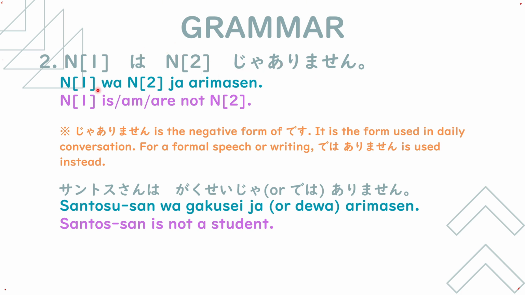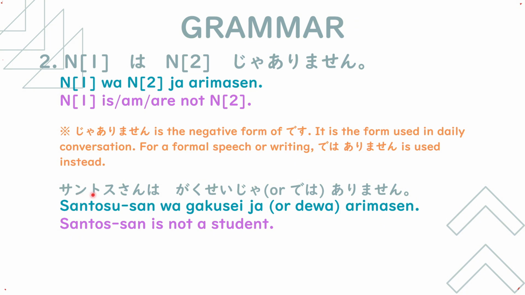The next one is noun one wa noun two ja arimasen. Okay? Noun one is am or are not noun two. Okay, ja arimasen is the negative form of desu. It is the form used in daily conversation. For formal speech and writing, de wa arimasen is used instead. Okay, so ja arimasen is used in daily conversation, but if you want to be more polite or in speech and in writing, we use de wa arimasen. This is de wa arimasen.